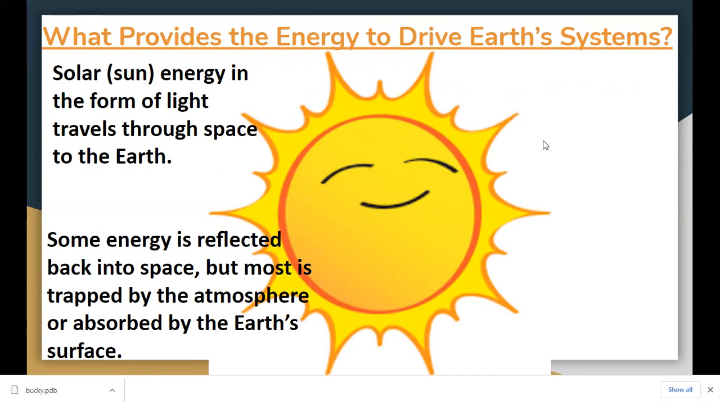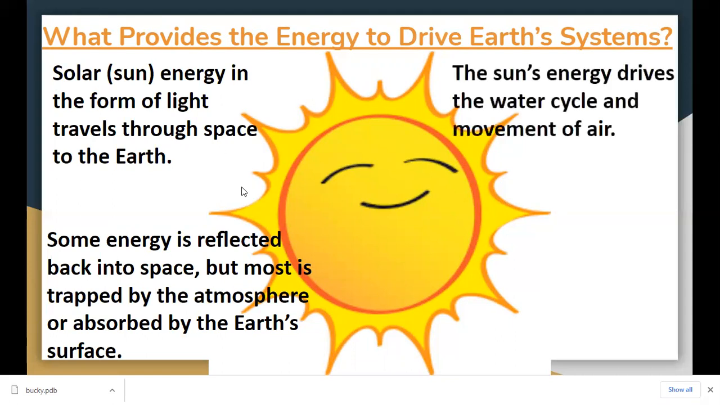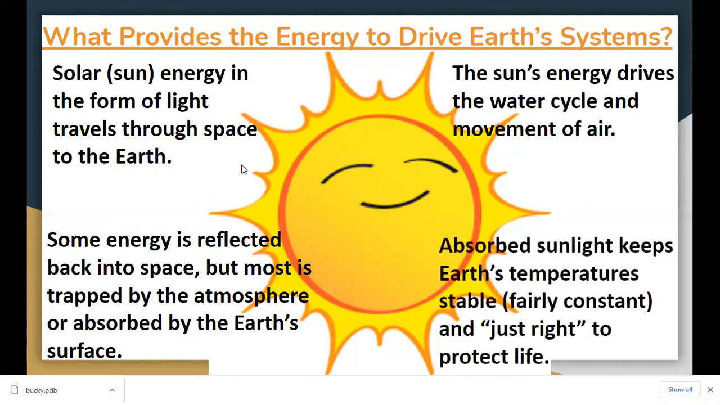So if you have something black, like tar, dark colors will soak in more of the sun's heat. So on a summer day, you might not want to walk out on a blacktop road with bare feet because it gets pretty hot because it's soaking in more of the sun's energy. And the sun's energy drives the water cycle and the movement of air. Absorbed sunlight keeps Earth's temperature stable, which means they're fairly constant. They change a little bit here and there, but they keep life going and they are just right to protect our life. So the sun and the atmosphere work together.